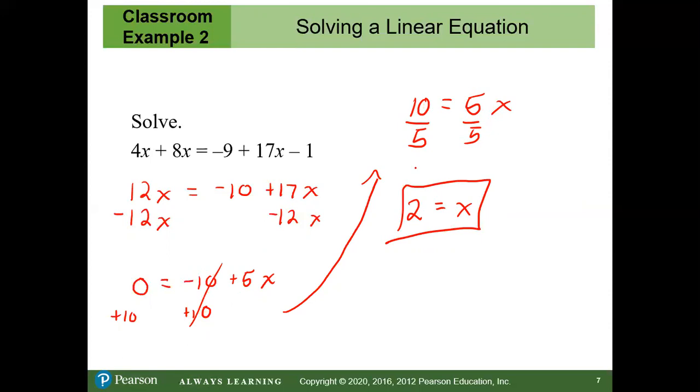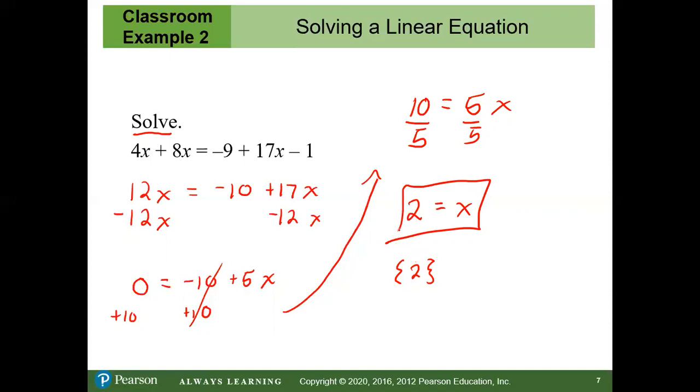So this is okay. Since it says solve the equation, we say x is equal to 2. If it said represent the solution set or find the solution set, we would say that the solution set is simply 2. That's how we would represent the solution set to this equation, okay?